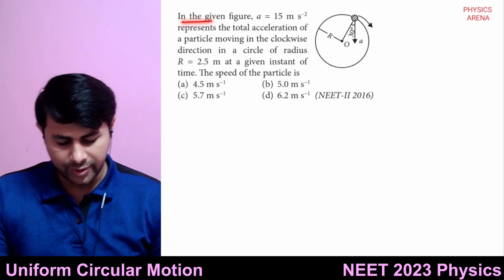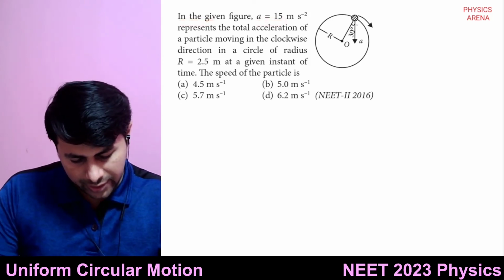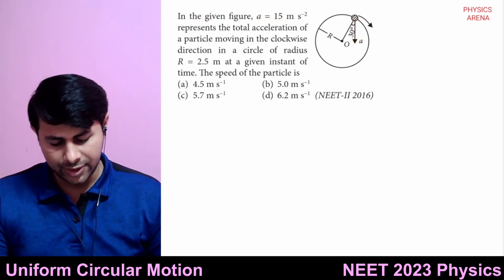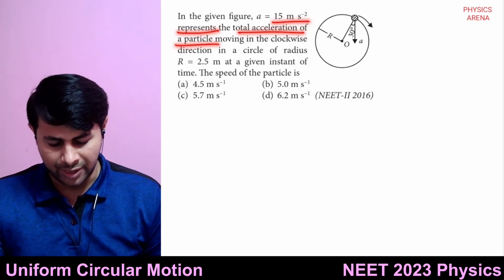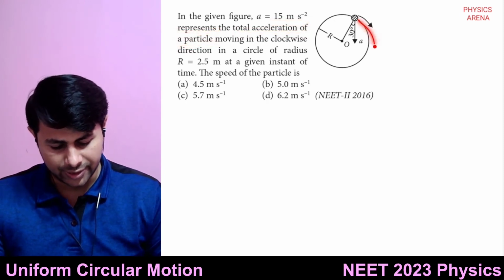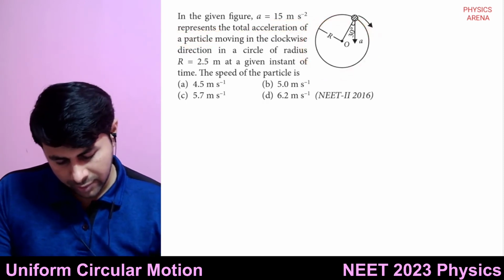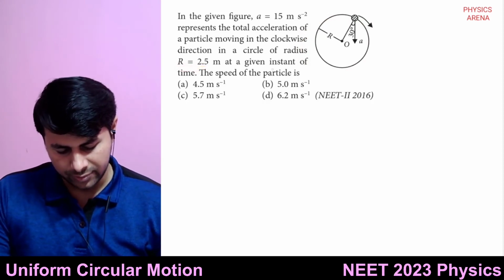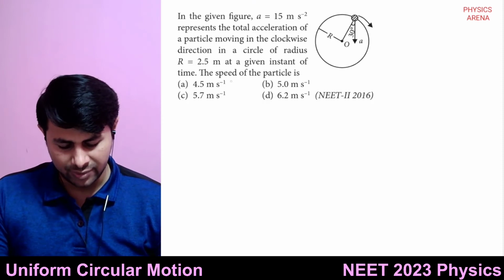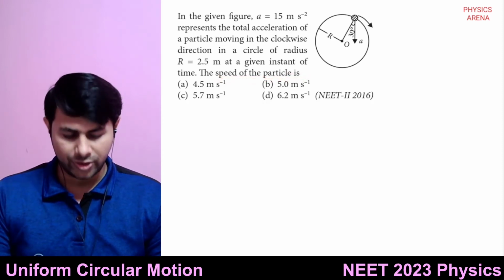Okay, tell me this question. In the given figure, a is the acceleration of 15 meters per second squared, which represents the total acceleration of a particle moving in clockwise direction in a circle of radius r equals 2.5 meters at a given instant of time. The speed of the particle is. What should we do?